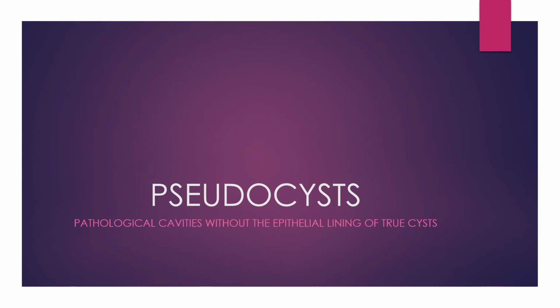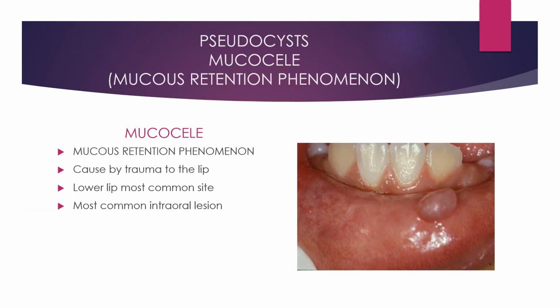Sometimes a lesion appears to be a cyst. By definition, a cyst is a closed sac. Mucoceles and ranulas do not fit this description. A mucocele or mucus retention phenomenon is generally caused by trauma to the lip, such as lip biting. The lower lip is the most common site, but it can occur anywhere in the oral cavity. It is the most common intraoral lesion.